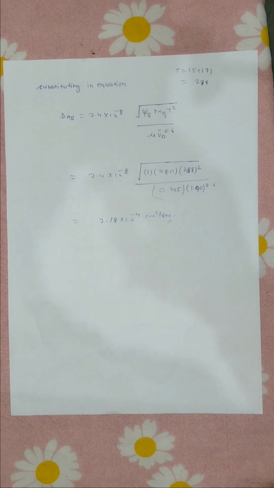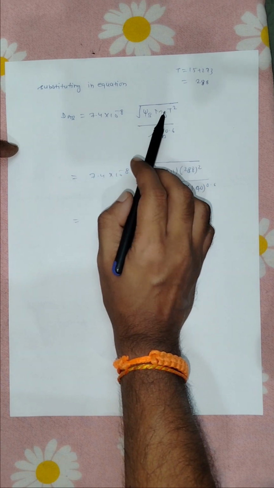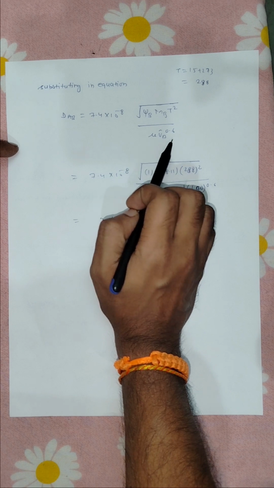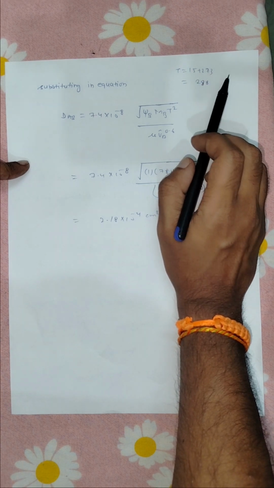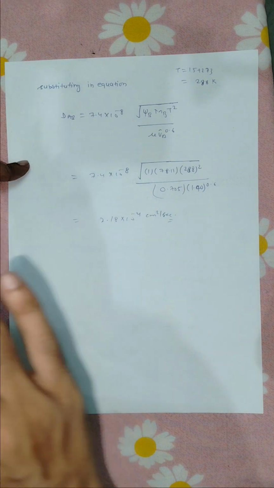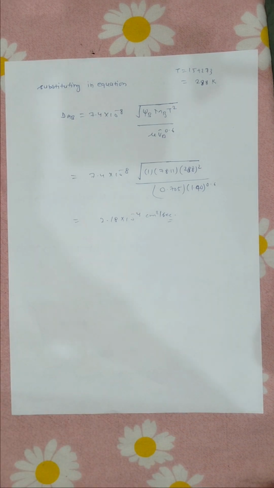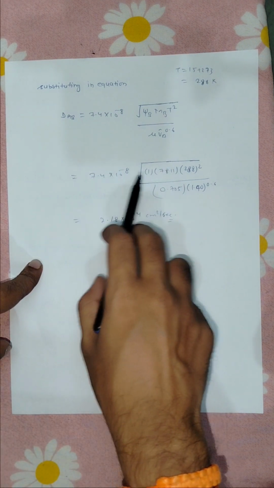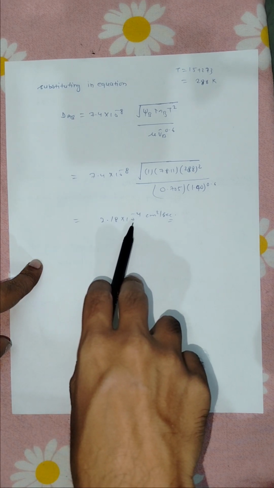Okay, so now in order to calculate diffusivity in the mixture for liquids, we have this formula, which is 7.4 into 10 to the power minus 8 into root of 5b into mb into T square upon mu into molar volume to the power 0.6. So they have mentioned temperature at 15 degrees Celsius. So we have to convert this into what? Kelvin. So we have done, this is 288 Kelvin. Okay, now we have all this data. Simply we have to substitute the values and get the value of DAB. Okay, so after substituting the values, we'll get the value of diffusivity as 2.18 into 10 to the power minus 4 centimeter square per second.